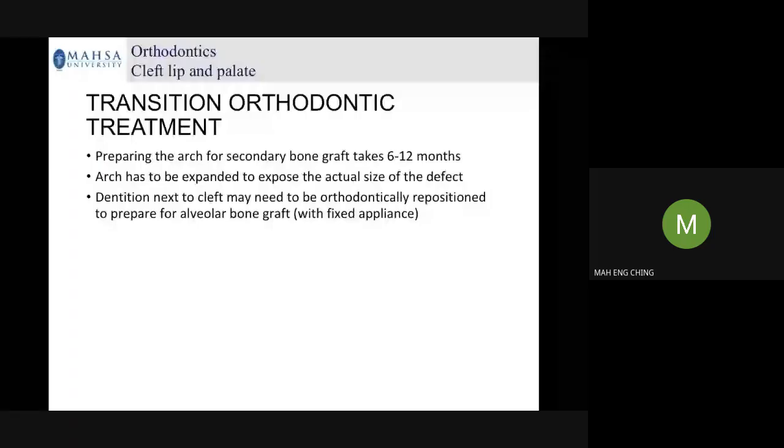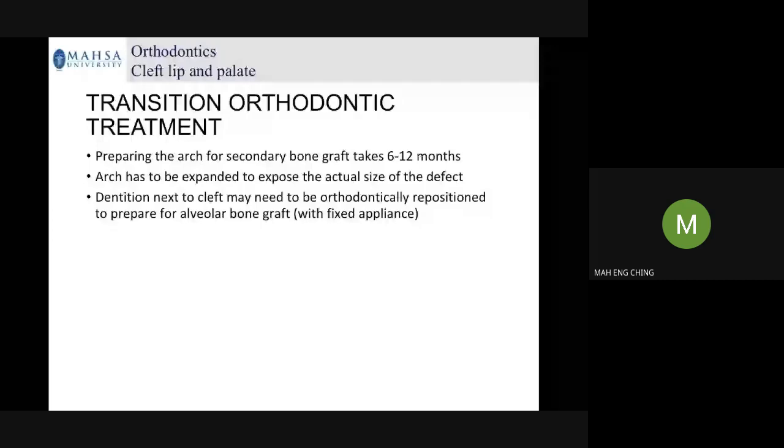Okay, so we prepare the arch for secondary bone graft, which takes about 6 to 12 months. When the teeth are not straight or the gap is not there, the surgeon cannot pack the bone into the cleft. That's the reason why you need a pre-surgery orthodontic treatment to align the teeth, sometimes open up the gap a little bit, so the surgeon can come in, operate nicely and pack the bone at the correct place. So you prepare for the secondary bone graft, which takes about 6 to 9 months. Just simple alignment, open the space, takes about 6 months to a year, then the patient is ready for the surgery.